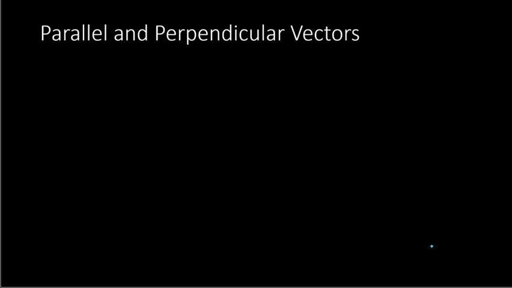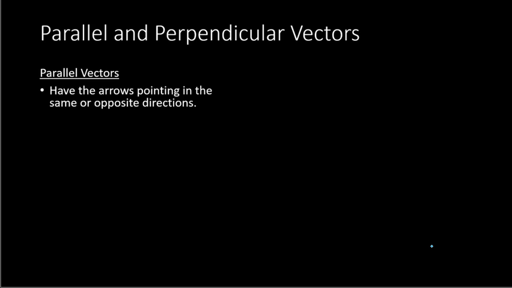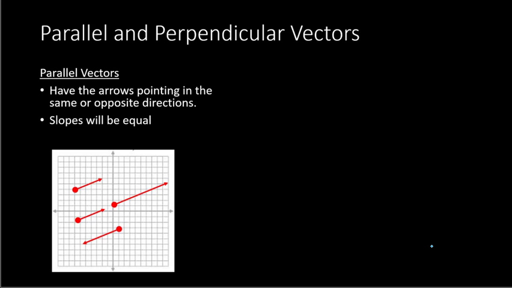Next, we have what are called parallel vectors, and then we have perpendicular vectors. And it's pretty much what it sounds like. So parallel vectors would be going in the same direction. Okay, so it has the arrows pointing in the same direction, but it could also be in the complete opposite direction. We'll look at that in a second. And the important thing is the slopes will be equal. So some examples of parallel vectors would be right here. Notice the top 3 are all going in the same direction, same slope, but the bottom one is going in the opposite direction, but it's still going to be parallel.